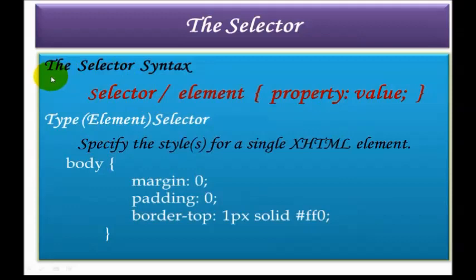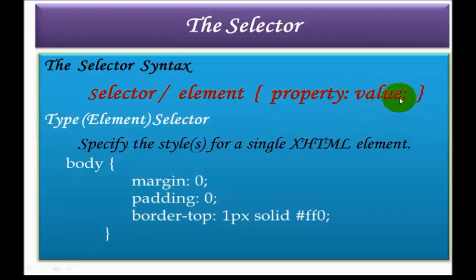The selector syntax. You can use a selector or element, then followed by the opening curly brace, then property, colon, value, semicolon, then the closing curly brace. So this is called the syntax for defining a selector. Once again, selector or element, followed by the opening curly brace, then comes your property, colon, and you give the corresponding value.